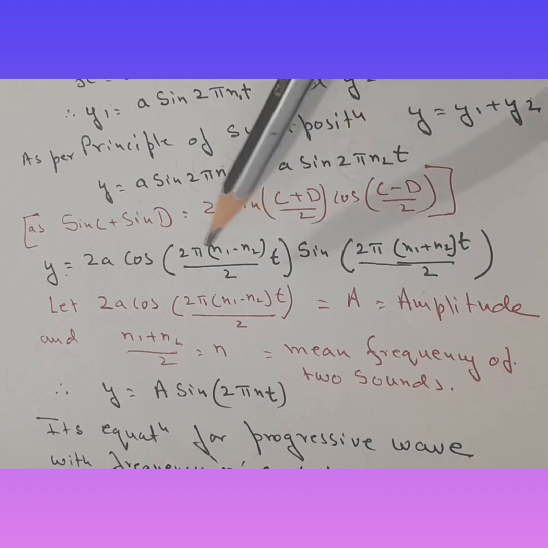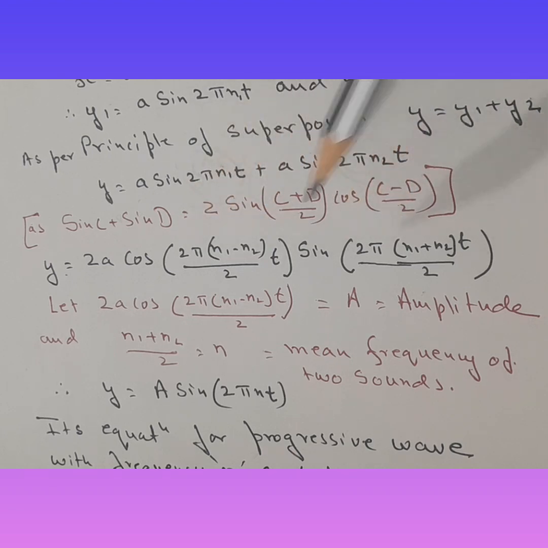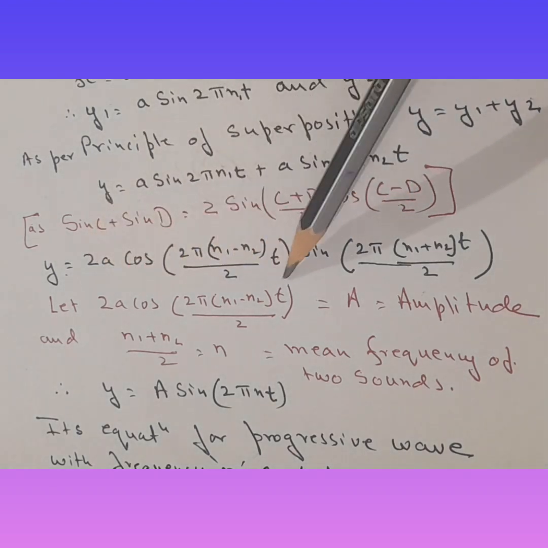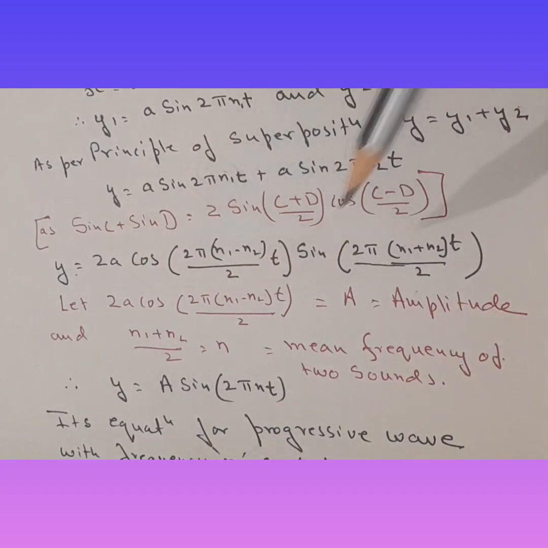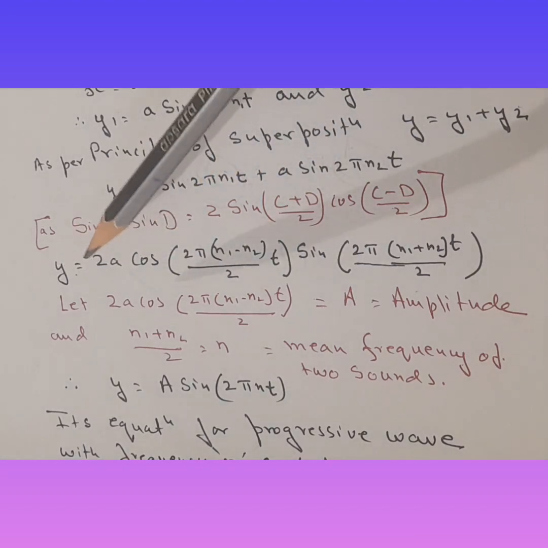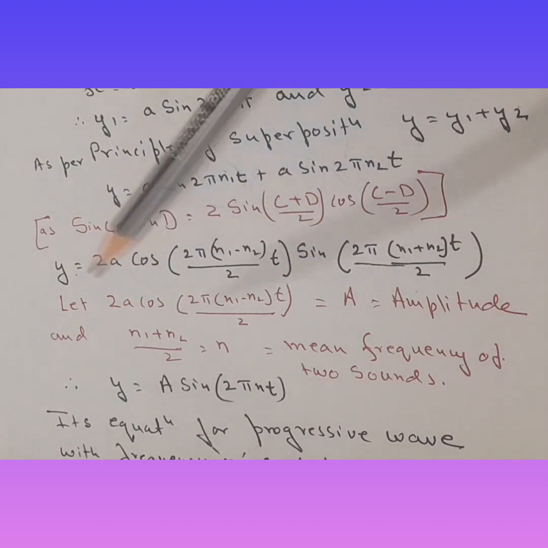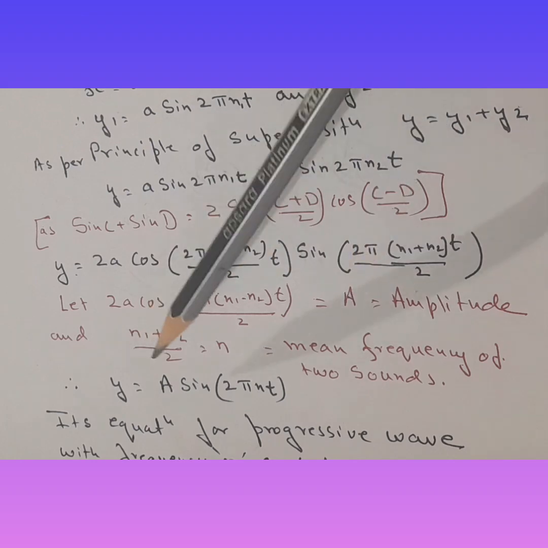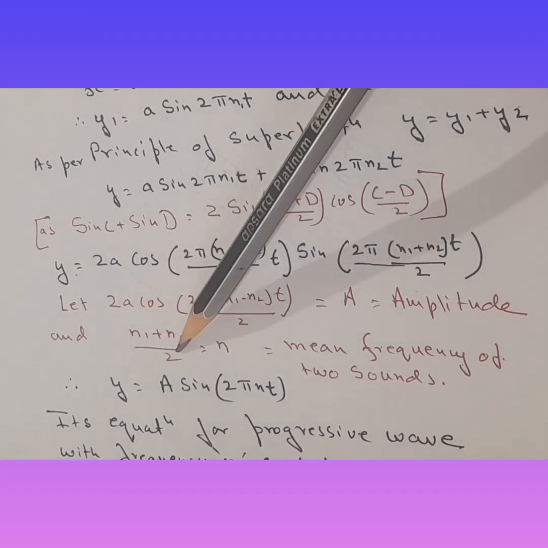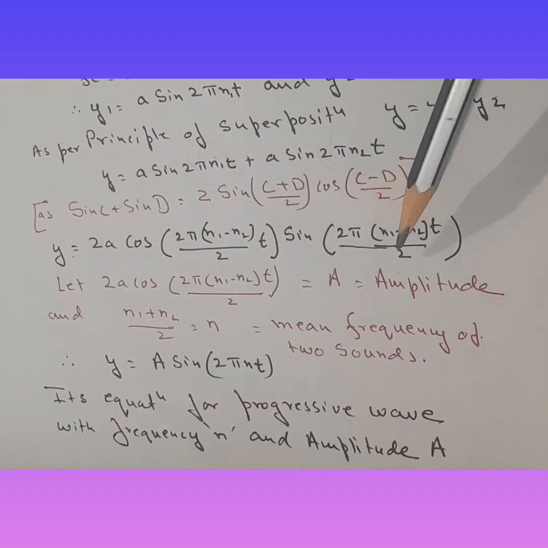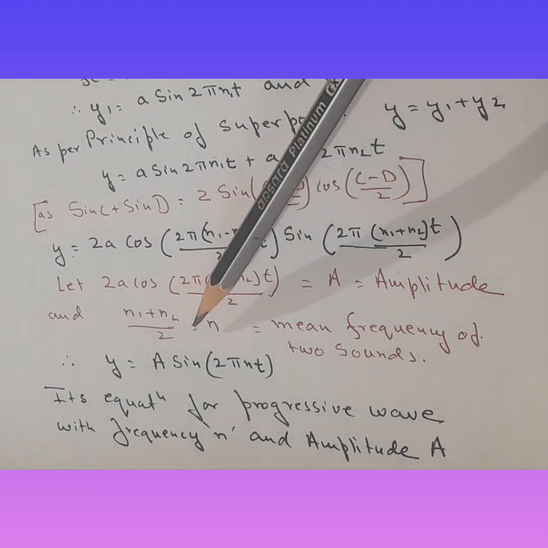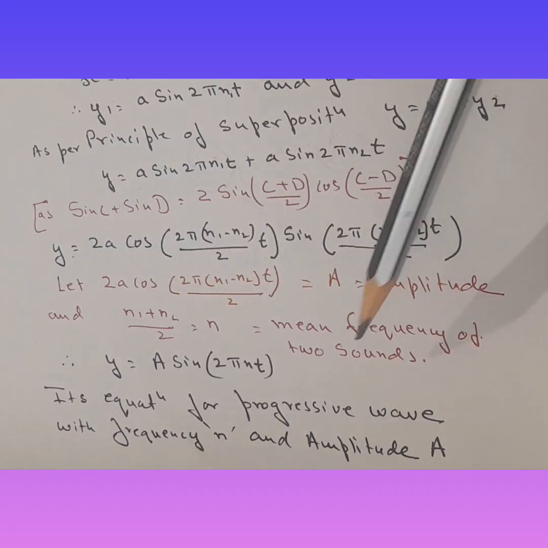Now what we get is actually cos later on, but I have taken that cos part beforehand. This is the cos part, and this is the sine part, and 2a is there, where a was common and 2 is from the formula. Why did we do this? So that we could assume this entire part to be the amplitude. And n1 plus n2 upon 2 we got over here, we assume that to be n. That is the mean frequency of the two sounds.